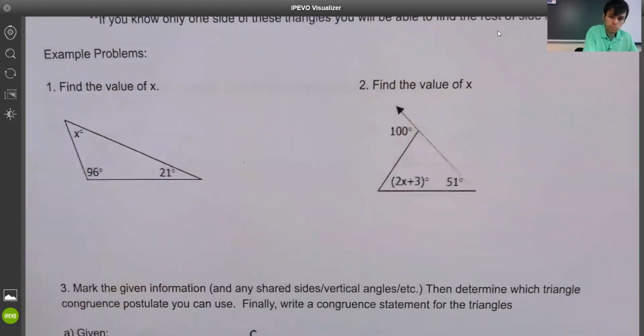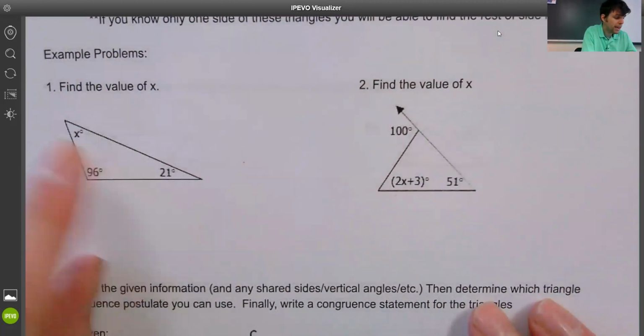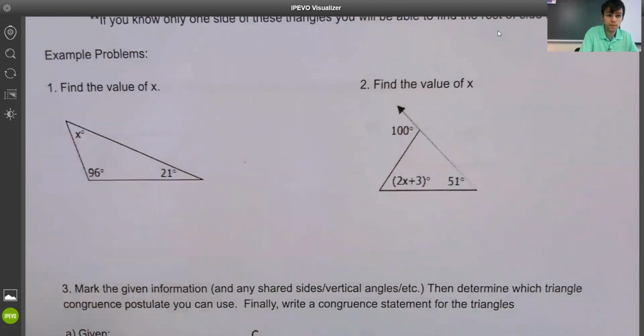So in this triangle, pretty easy to see. We know two of the angles, and we're going to need to find the measure of the third. This is going to happen a lot. We're going to find triangles all over the place, and we're going to need to find the measure of one of those angles. A lot of different ways we could go about it.